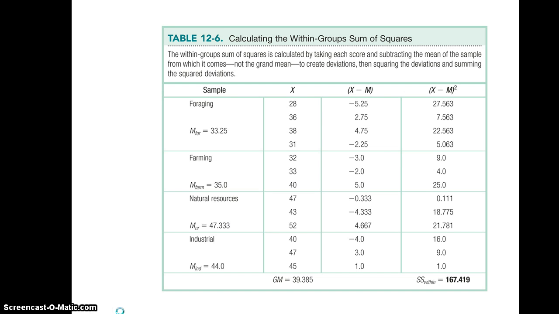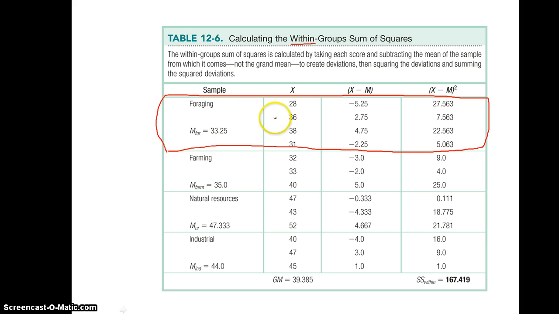Now, if we wanted to talk about the within group sums of squares, right here, then what we would need to do is treat each one of our groups as if it were a single sample. So here I'm highlighting the foraging group. I find the mean of these 4 scores, and that happens to be 33.25. Then I subtract that mean, 33.25, from 28, and I get that deviation, and then I square it.